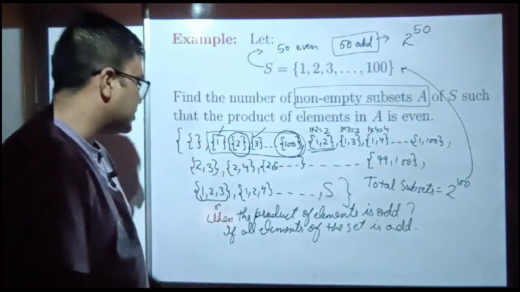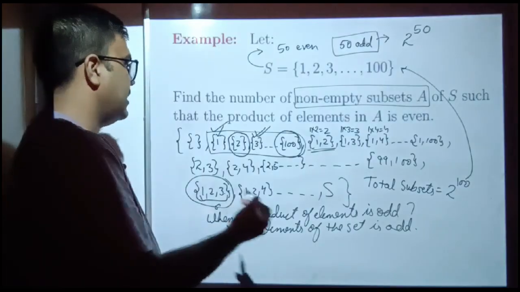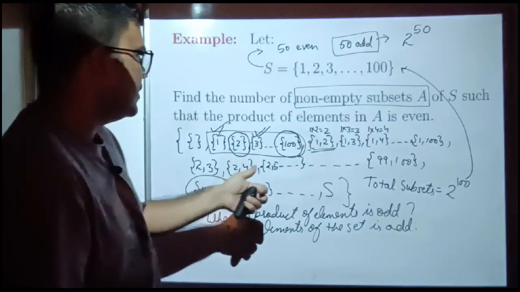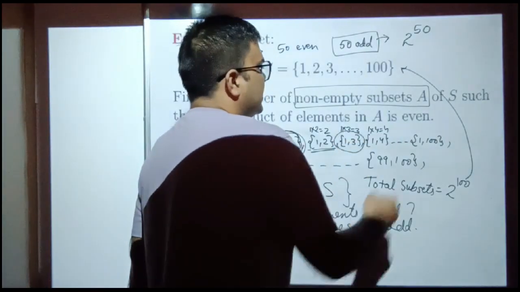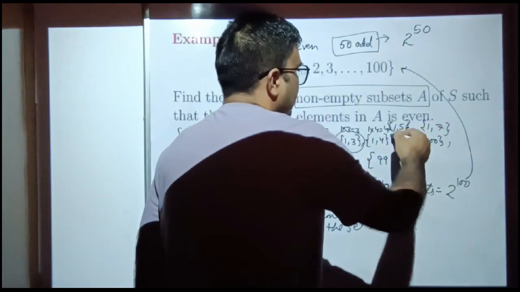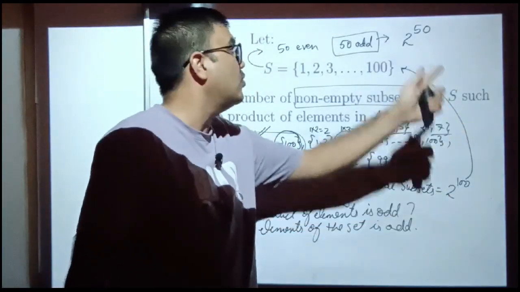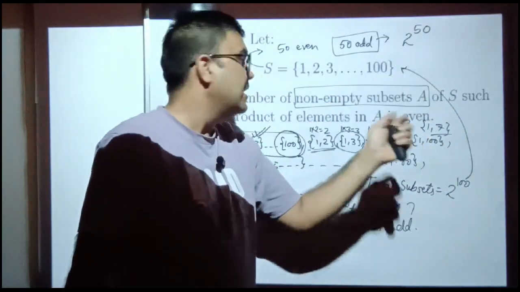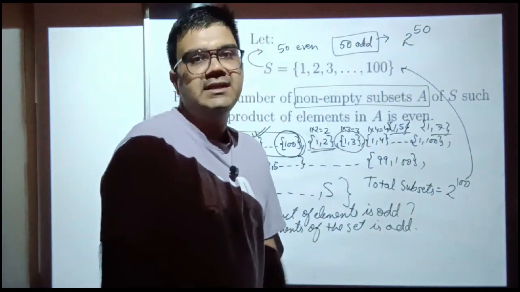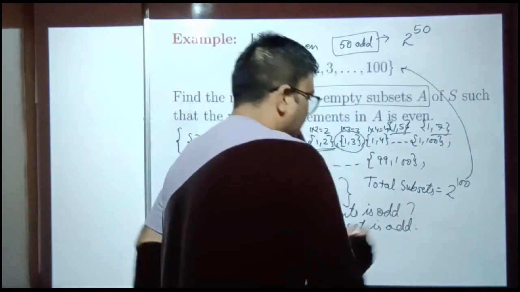We are talking about the number of subsets that have only the odd elements, like 1, 3, 5, 7. How many such subsets are there which consist of only odd elements? There are 2 raised to the power 50. And for these subsets, the product is odd. For all others, the product is even. The total number of subsets we have is 2 raised to the power 100.